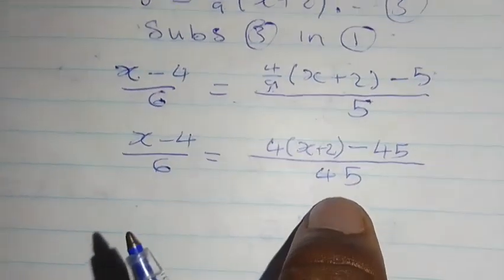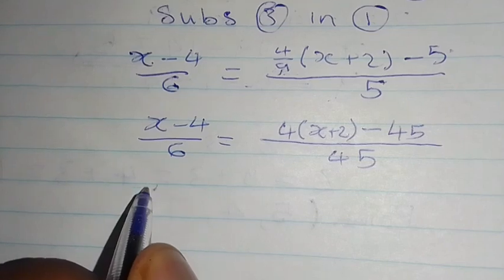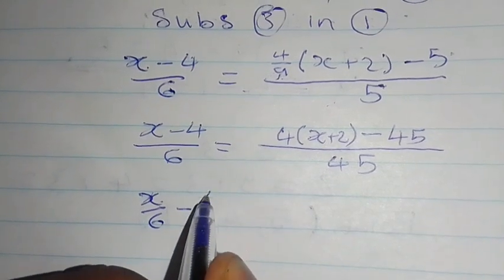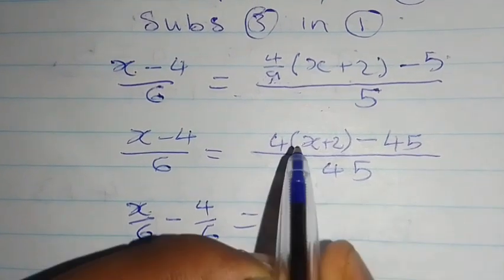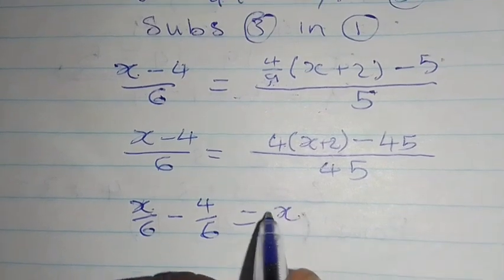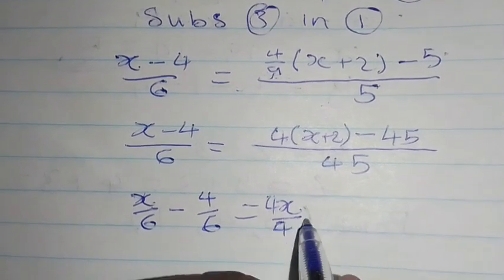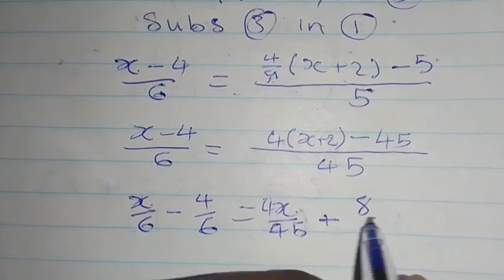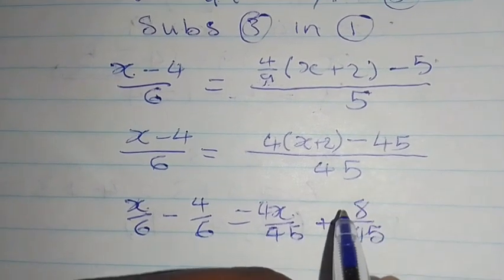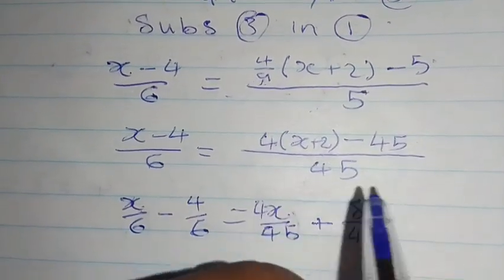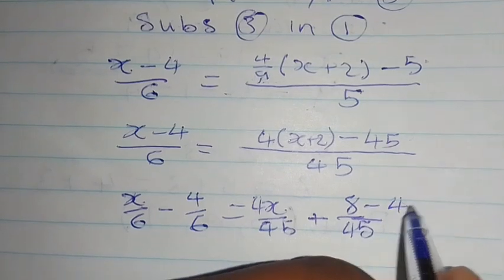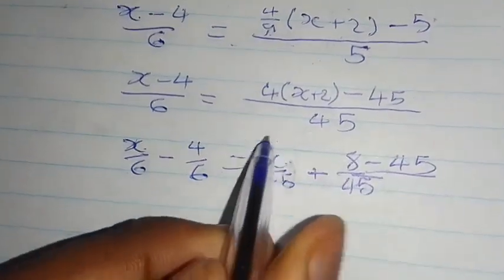Then we have something like this. And then I can further expand. This will be x over 6 minus 4 over 6 equals 4x. Then you divide that by 45, and then plus 8 over 45. And then what's 8 minus 45? So 8 minus 45. And then from then you just take that side.